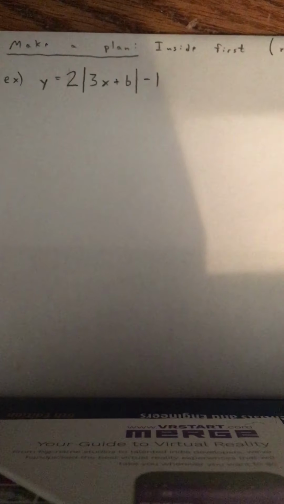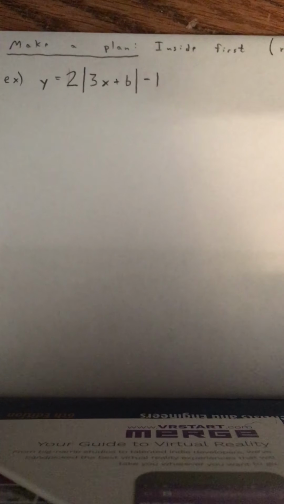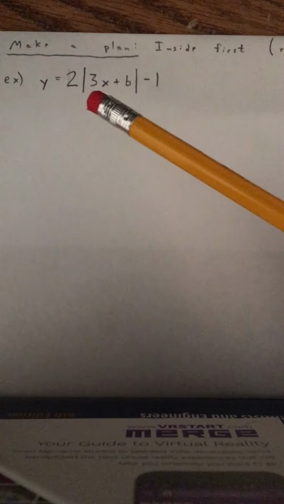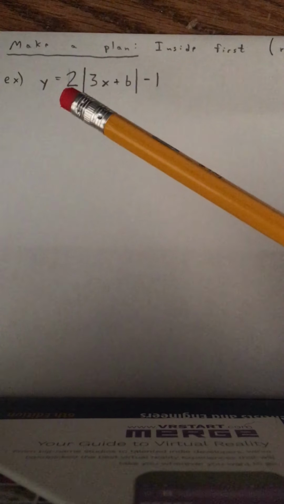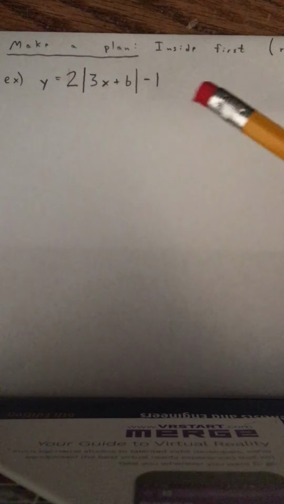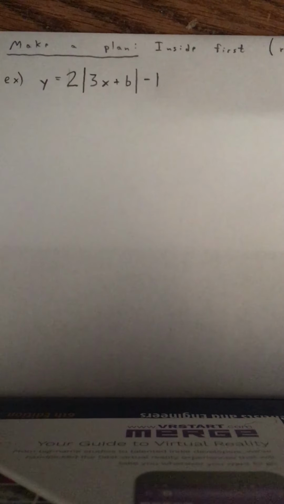So this problem actually has, what is it, 4 different transformations. Our parent function is absolute value of x. And to the absolute value function, I've got some kind of multiplication on the inside and a multiplication on the outside with the 2. I've got some kind of addition on the inside with the plus 6 and some kind of subtraction on the outside with a minus 1. So really you have to make a plan.